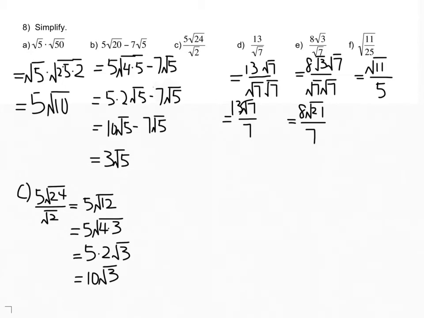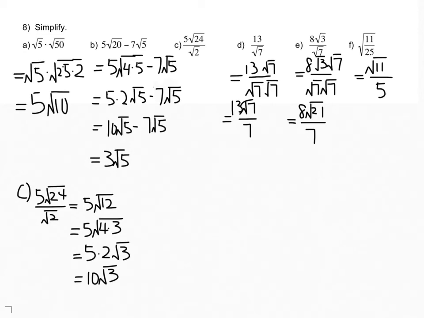So 20 can be factored into 4 times 5. 4 is a perfect square. So I can take that out. 5 times 2, that's 10. So 10 minus 7. Only when you have the same radical expression, square root of 5, square root of 5, then you can add or subtract the coefficient. 10 minus 7, so that's 3, square root of 5.